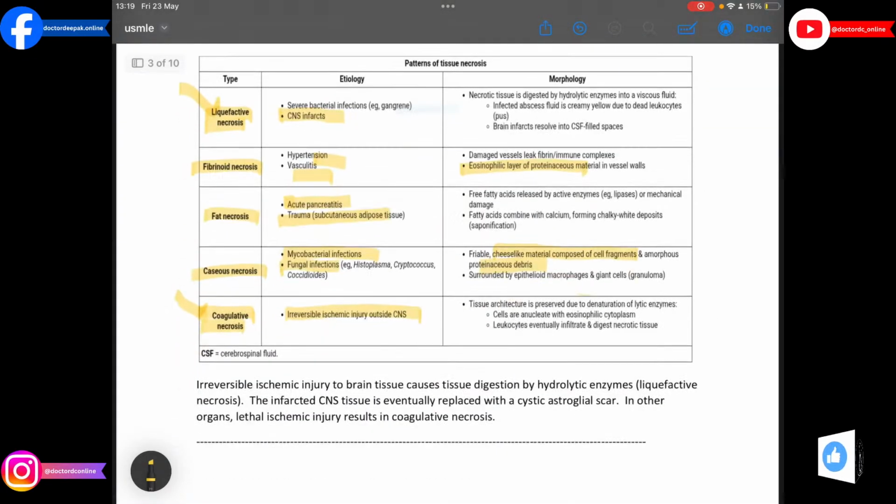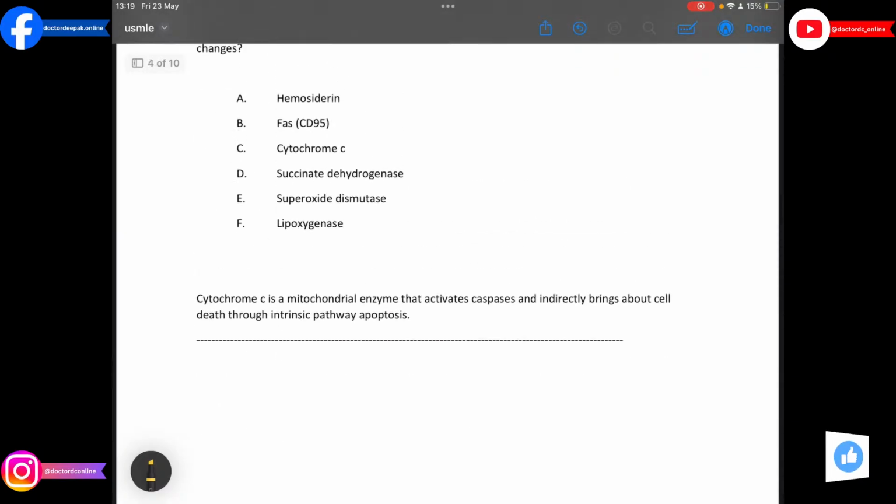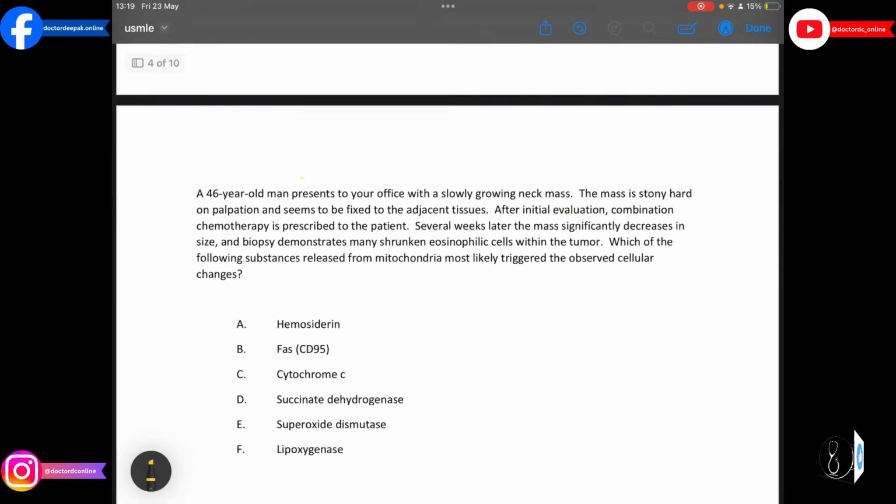Our next question is, a 46-year-old man presents to your office with a slowly growing neck mass. The mass is strawny hard on palpation and seems to be fixed, and after initial evaluation, a combination of chemotherapy is prescribed to the patient.